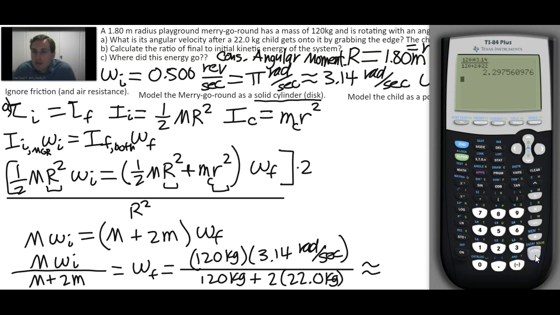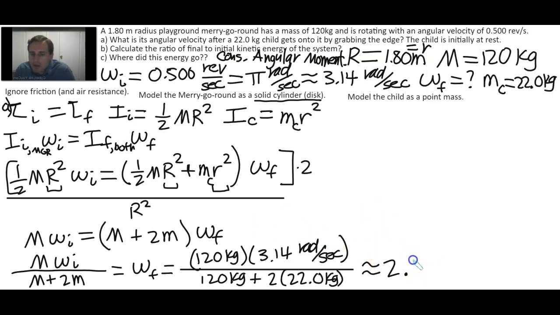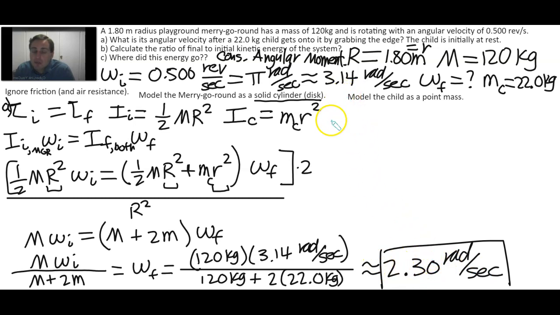All right, let's get this number. It's about 2.30 rounded to 3 significant digits. About 2.30, and that's radians per second. Notice that the angular velocity is indeed less, because since the child jumps on, the rotational inertia increases, so the angular velocity should decrease from this conservation of angular momentum. Okay, looks good for part A.